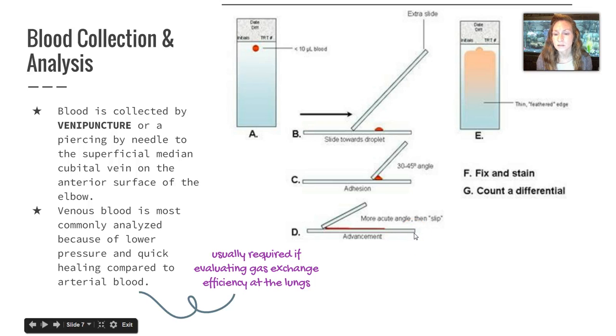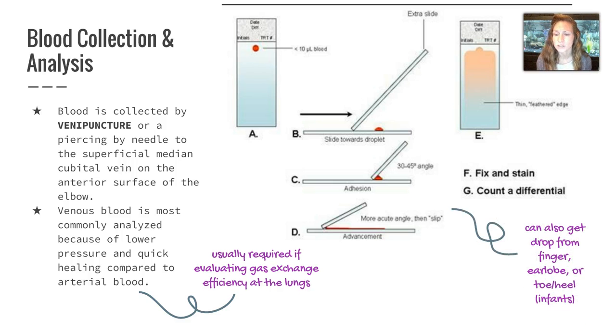Besides just doing some testing with the blood on the chemical level, we can also do a blood smear with these collections, and that just requires 1 drop. You fix it and stain it, and you can count the amount of red blood cells and white blood cells and lots of other things. Now, we can also get a drop of blood from the finger, earlobe, or toe and heel, most commonly used with infants.